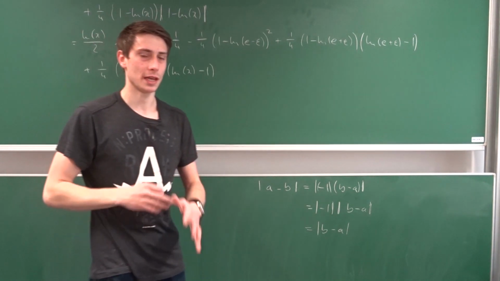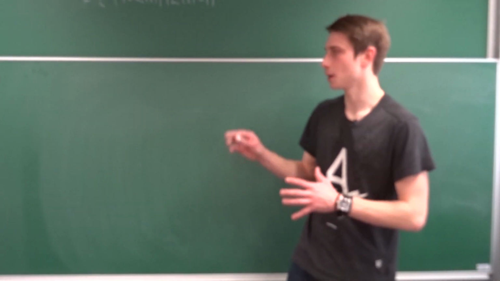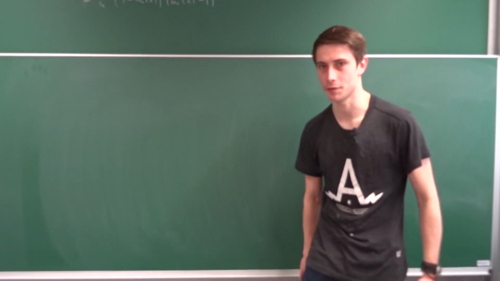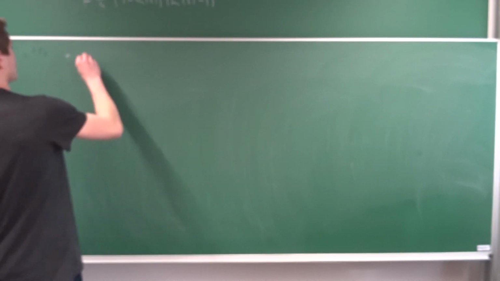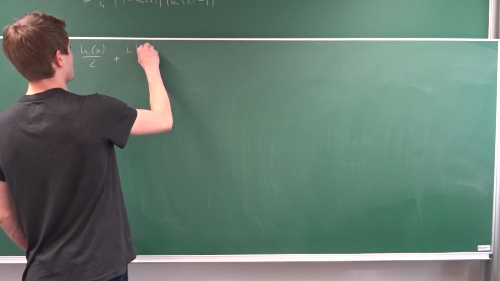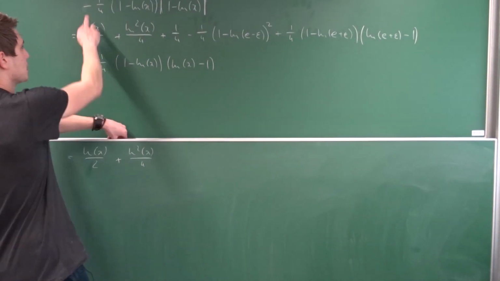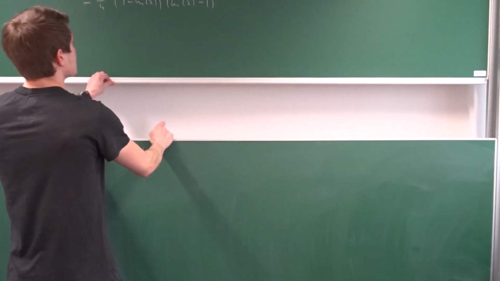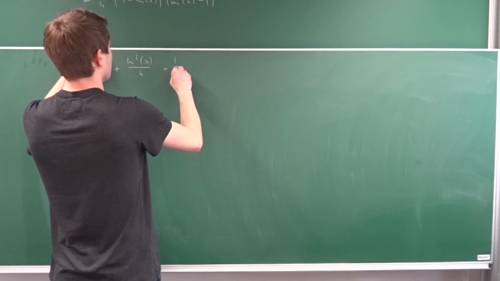And now we can distribute everything into everything and see what we get. Now let's see what we would end up with when we distribute everything into everything. We are reaching the end, my boys. So this is now ln of x over 2, positive ln squared of x over 4. And also, I'm terribly sorry, I made a little sign mistake right here. There was supposed to be a minus there. I got rid of that. And then positive 1 over 4.